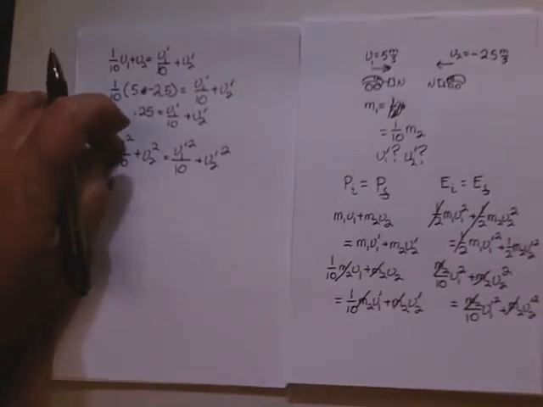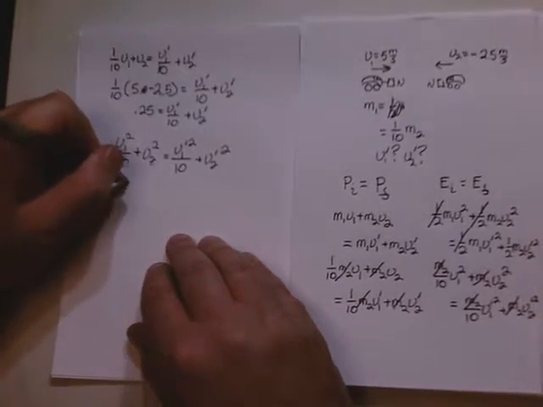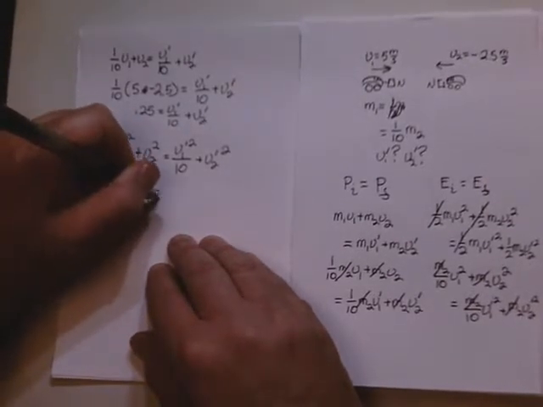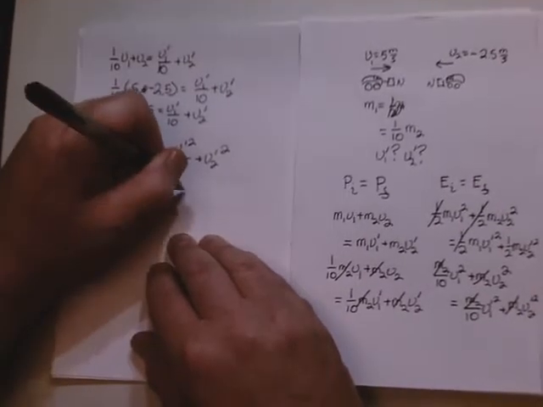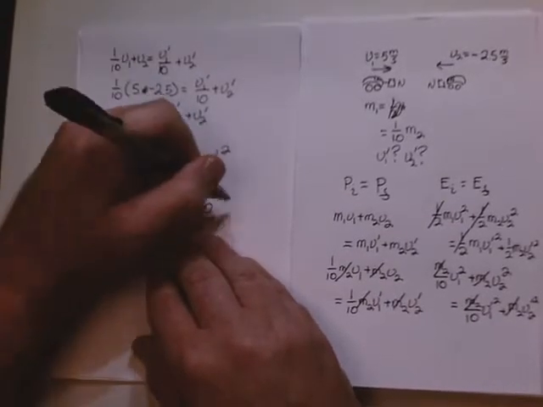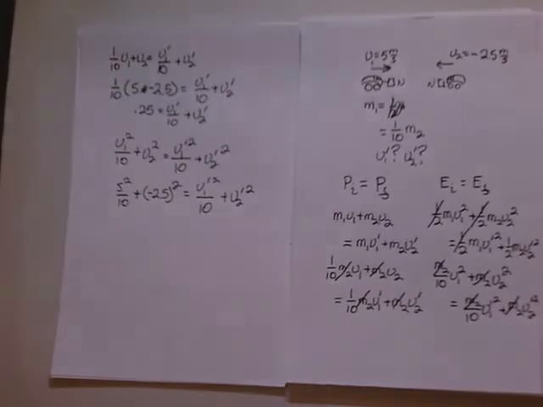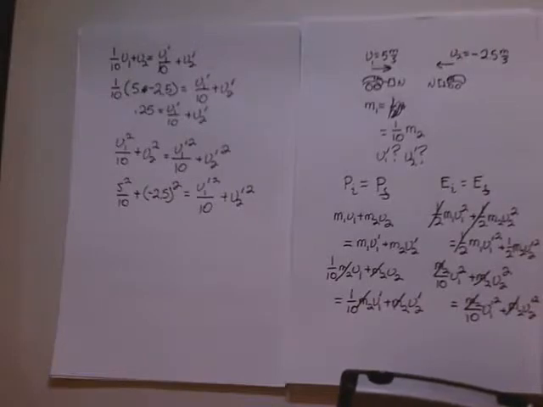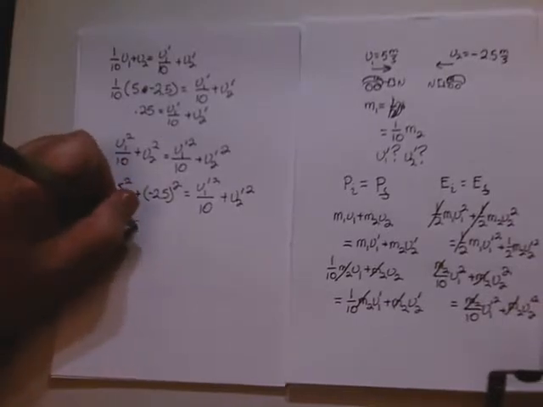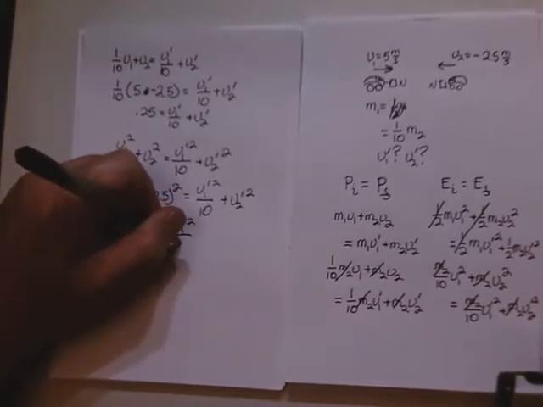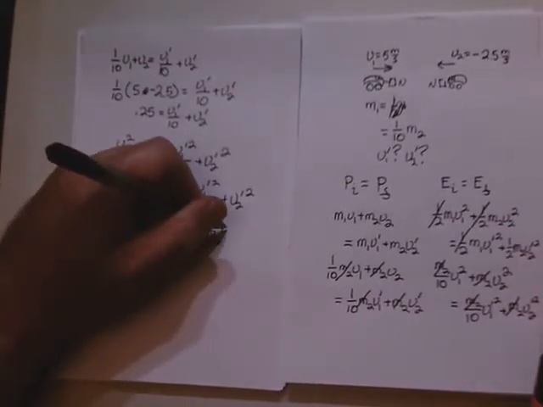I do the same thing here. 5 squared over 10 plus negative 2.5 squared is equal to V1 prime squared over 10 plus V2 prime squared. 25 over 10 is 2.5, plus 2.5 squared, and I get 8.75 equals V1 prime squared over 10 plus V2 prime squared.